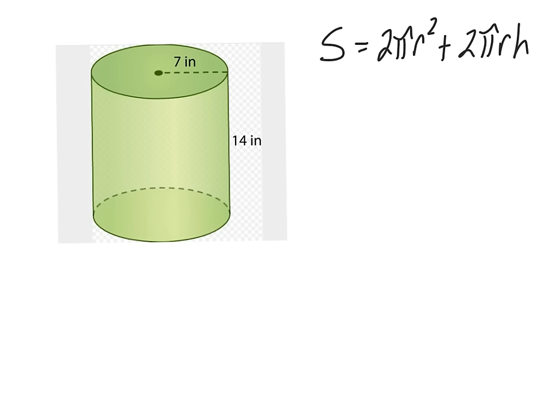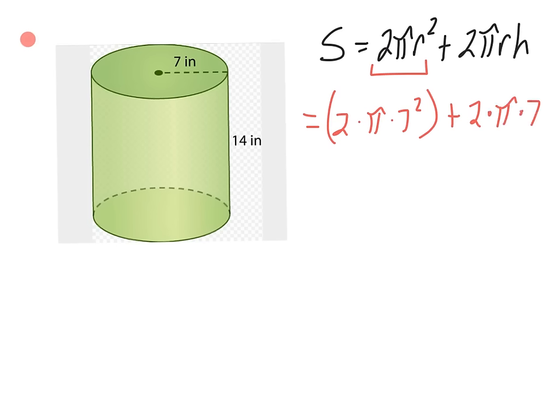Let's try it. I have an example. So here's a cylinder. It's 14 inches tall, its height is 14, and its radius is 7. So you're going to try to find the area of one of the faces: 2 times pi times 7 squared would give me the total surface area of the two faces. I'm going to add to that 2 times pi times the radius 7 times the height 14. I'm running out of room, so I might move it over a little bit.